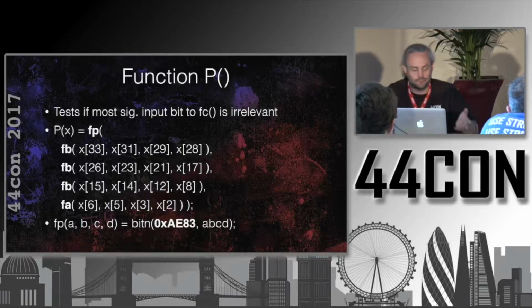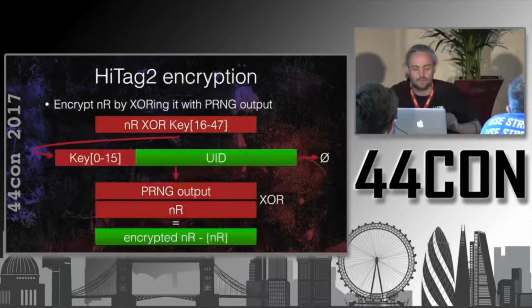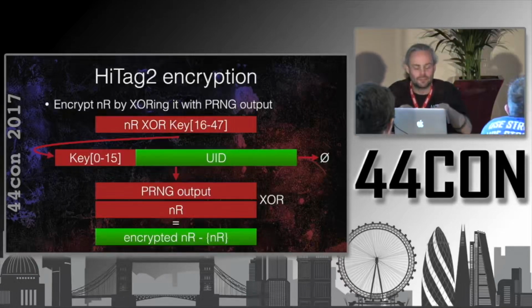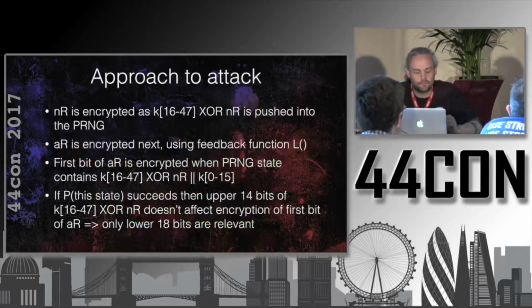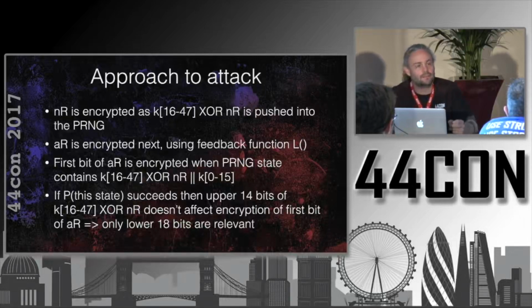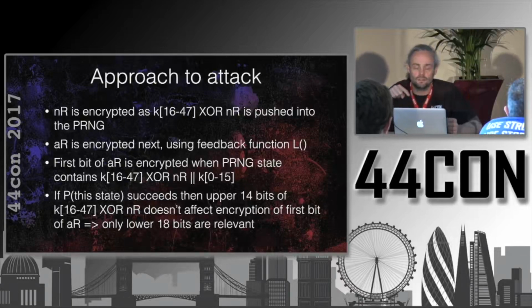So this will tell you if you're in one of those 1 in 4 states where the upper bit doesn't matter, the upper 14 bits don't matter. So I'm going to do my best to explain this. Right, so early on, when the nonce XOR the key is shifted into the LFSR and it encrypts the nonce, we had this situation. And this is the kind of area we're working in, right? So NR, the nonce, is encrypted as the key XORed with the NR is pushed into the PRNG. That means the later bits of the nonce being encrypted are based on the earlier bits of the nonce that have already been shifted in.